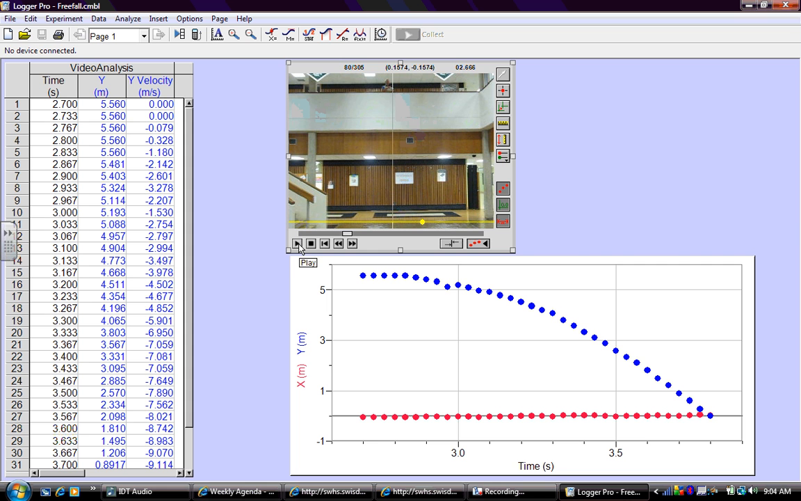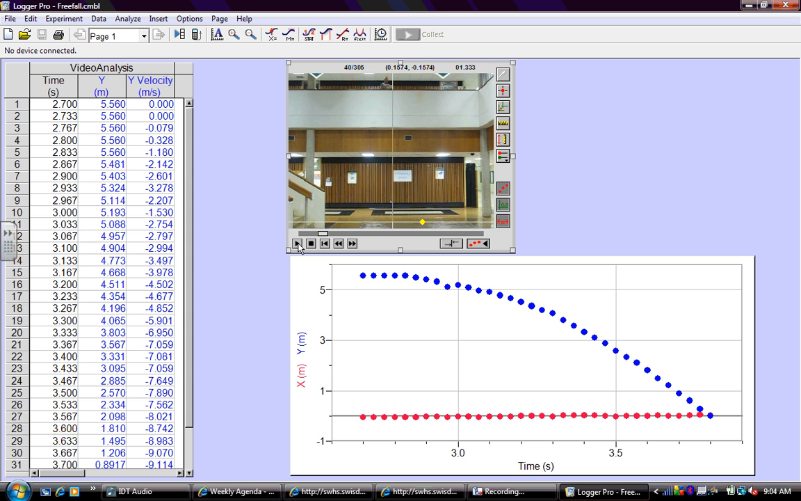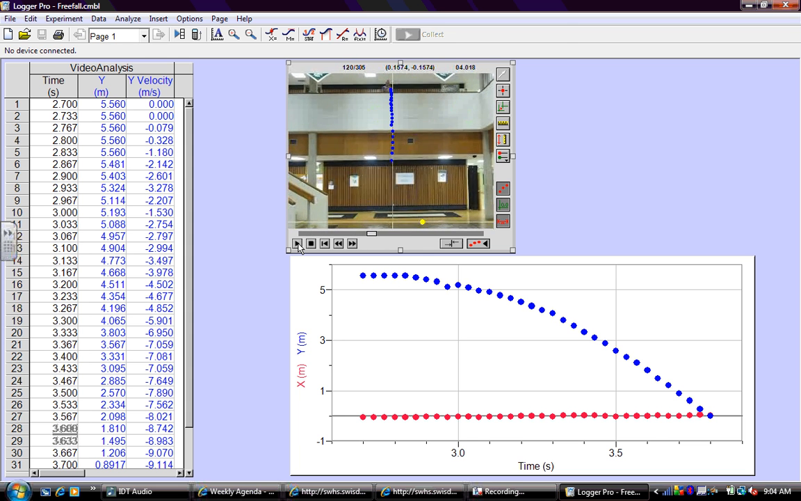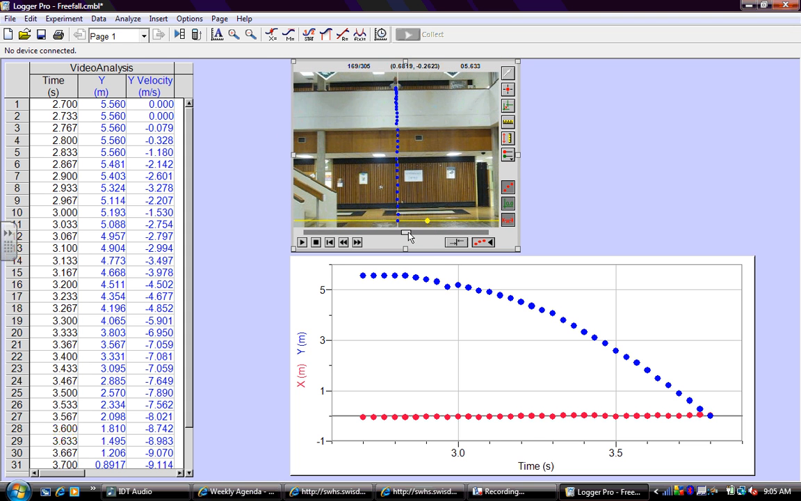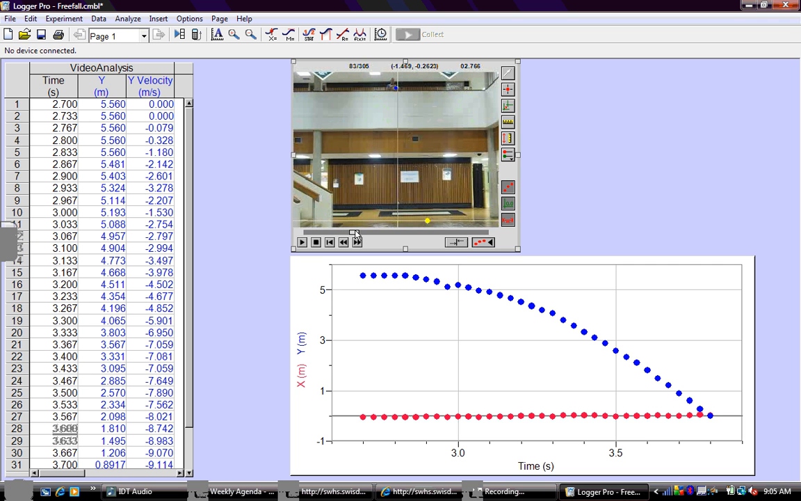So let's go ahead and take a look at what we did. Okay, so again, we dropped the ball and we used the Logger Pro software to help us get some data points for that ball. We set a scale, we made an origin for that, and we got a nice little graph for position in the y direction, the vertical, for time. So you could see the ball started at a certain height up here, and as the ball fell down from that height, we got different data points showing that fall.